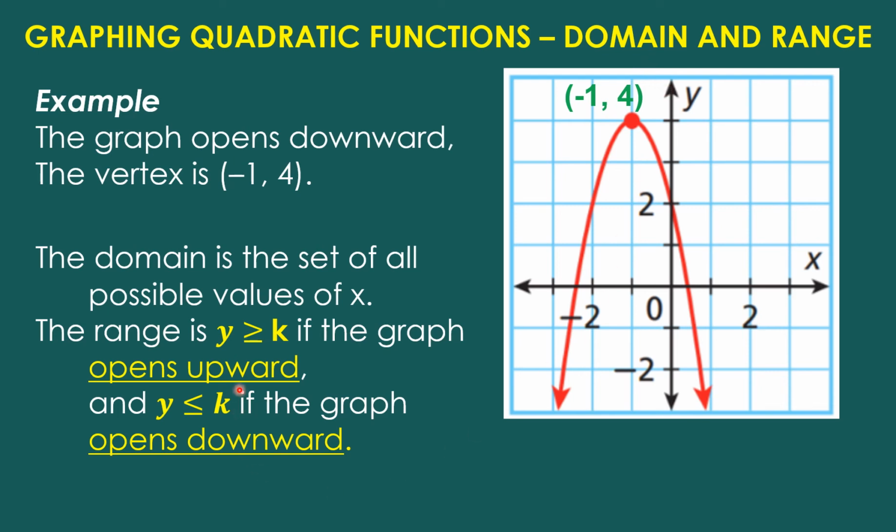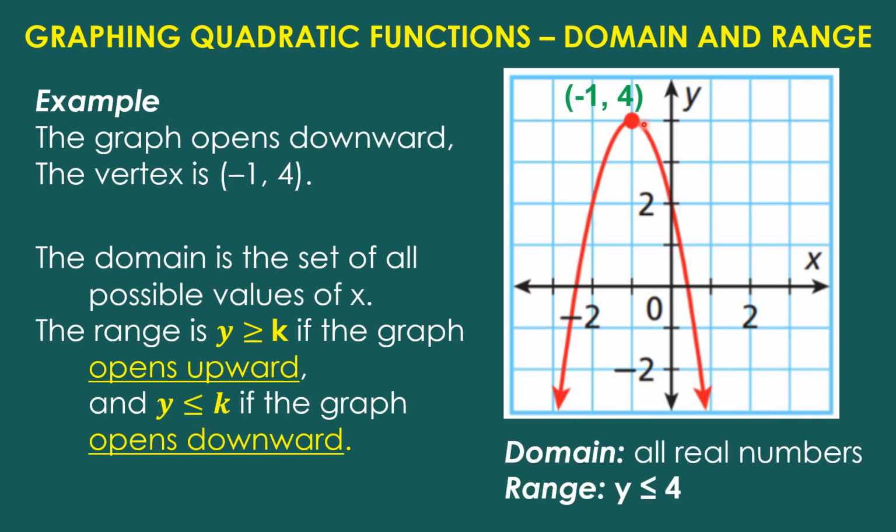If the graph opens upward, then the range is y is greater than or equal to k. But if the graph opens downward, the range will be y is less than or equal to k. In this example, the domain is the set of all possible values of x. That means the domain are all real numbers. Since the graph opens downward, we need to find the value of k, which is 4. Therefore, the range is y is less than or equal to 4.